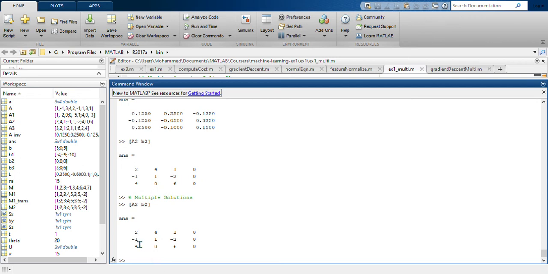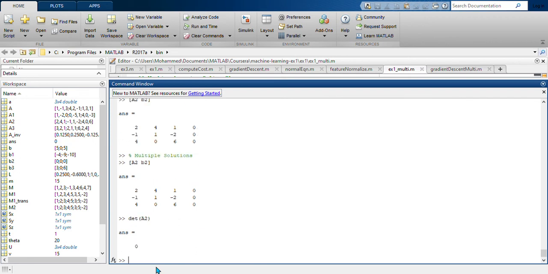So that's our equations that have multiple solutions. And let's check first of all the determinant of A2 and see what we get. See, clearly the determinant is 0. So if the determinant is 0, we understand that it does not have a unique solution. It either has multiple solutions or it has no solutions at all.